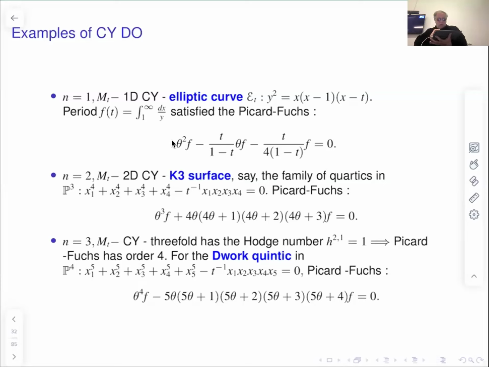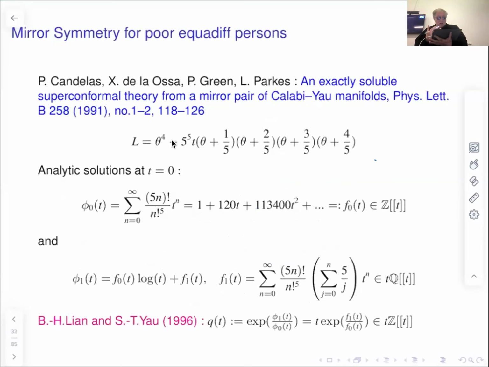And one of the most famous Calabi-Yau of dimension 3 is the so-called quintic. It is a minimal deformation of the Fermat quintic with the parameter t, and this three-dimensional Calabi-Yau manifold admits the corresponding equation on the period. So it's a Calabi-Yau operator of degree 4. And then the most exciting result in mirror symmetry was that this operator, which for this quintic threefold was computed, has a very nice first analytic solution in the Frobenius basis.